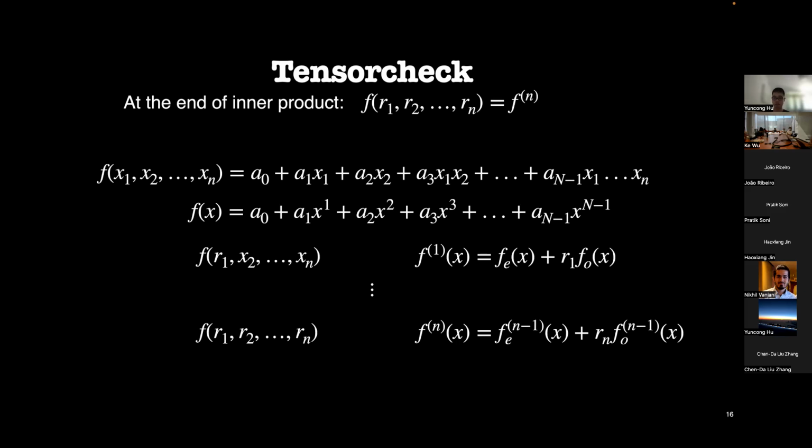And that's the reason why we say that the final result of the inner product is a multivariate evaluation. But on the other hand, that also means that if we do not use the multivariate polynomial evaluation to evaluate it, we can just verify the relation of this folding. Each time we check whether the folding in this round matches the result from the last round, and then we can still get this result. This is the basic idea of Tensorcheck.